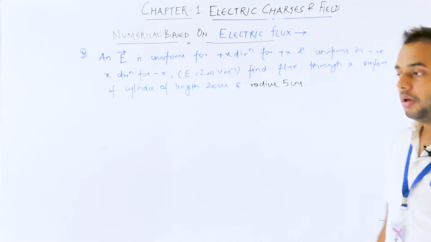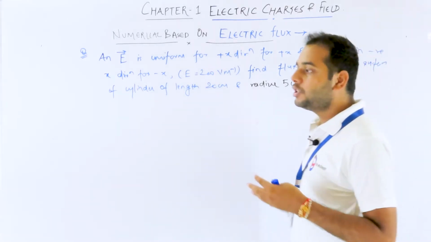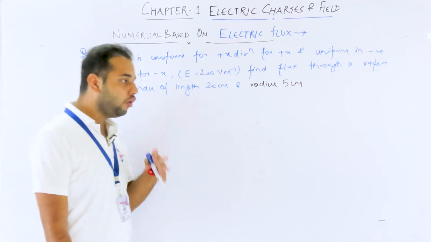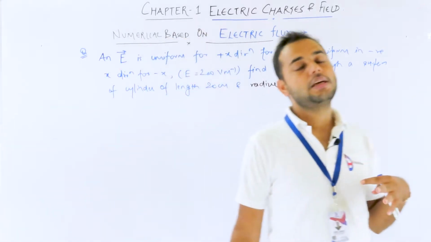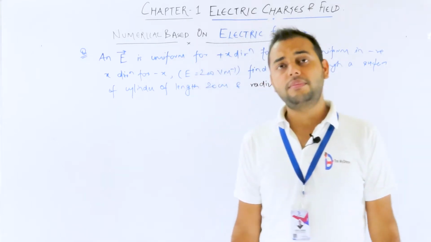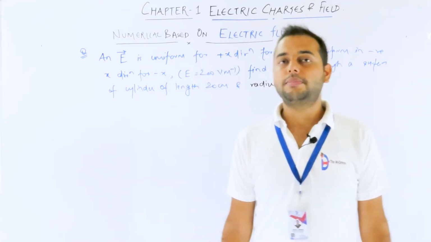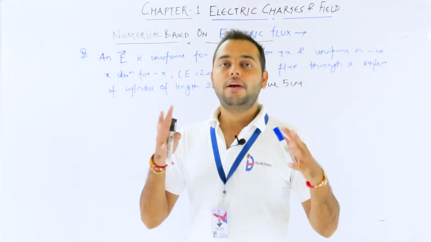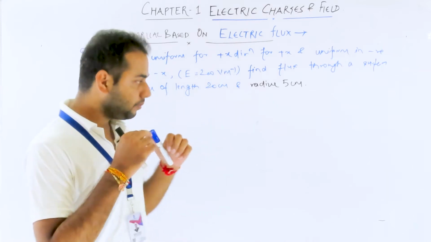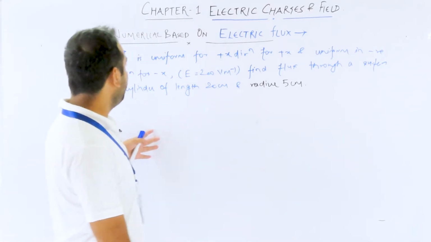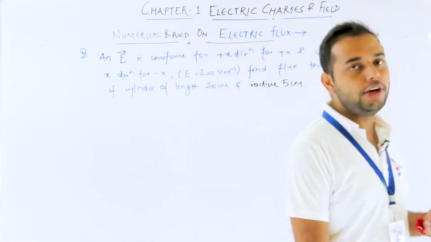If you have a y component as well in the electric field, then obviously four faces of that cube will contribute to the electric flux. But if you have a z component as well, then all 6 faces of that cube will contribute to the flux calculation.